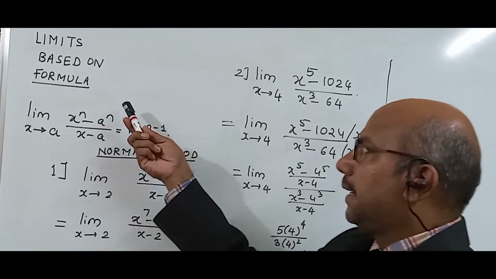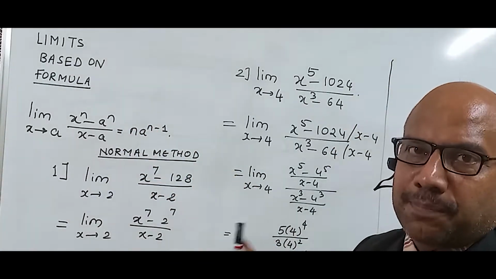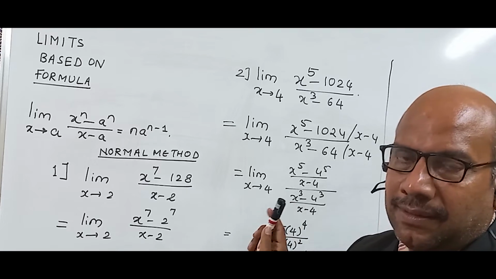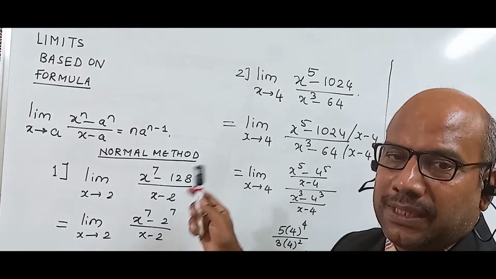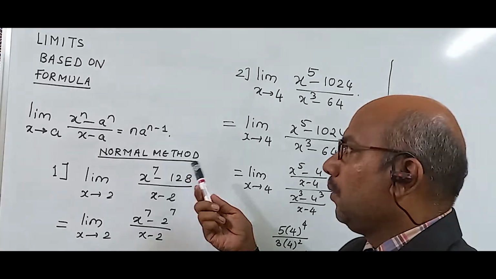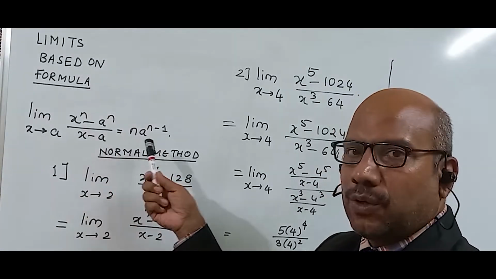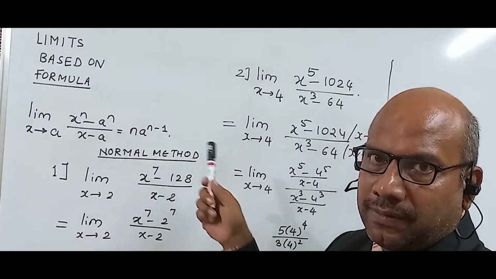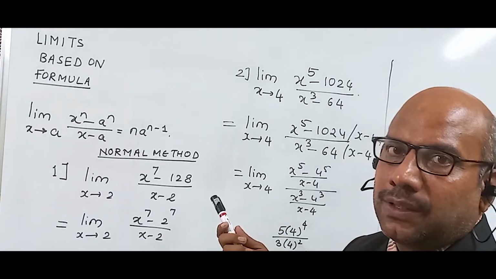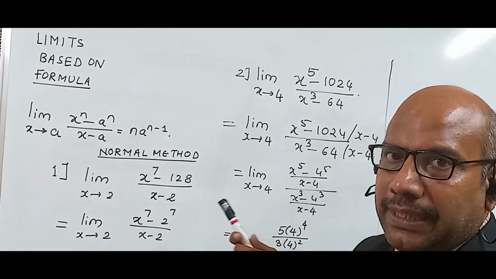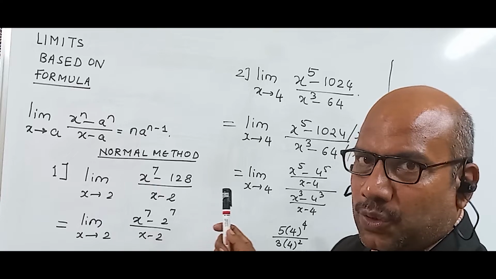Now, next part, limits, formula based limits. The simplest part in limits. Out of 100, 99 students always are very comfortable in this type of sums. Now, this is the formula: limit x tends to a, (x raised to n minus a raised to n) divided by (x minus a) equals n into a raised to n minus 1, where n is any natural number. But you can apply the formula for integer or even rational or irrational number. So the formula will hold for any real number also.